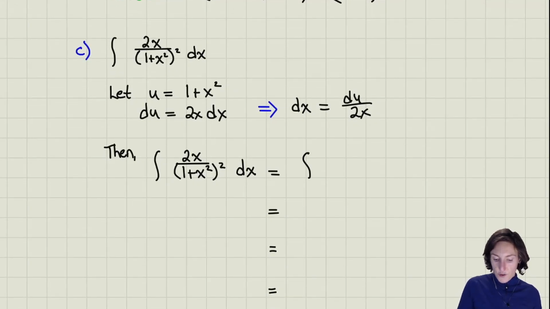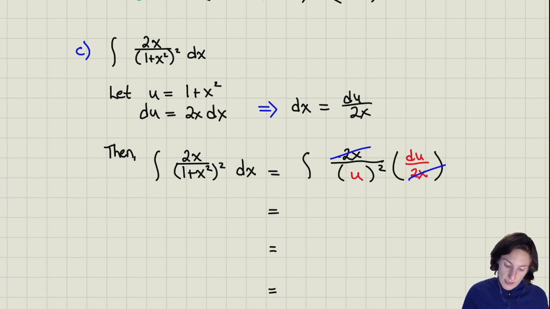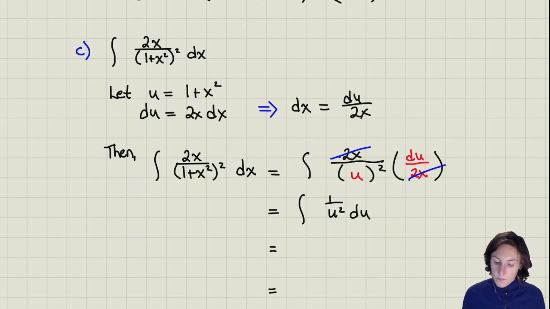So I'll have the integral of 2x divided by, now the bottom is squared, so I'm going to have a u squared on the bottom. And for my dx, I'm replacing that with du over 2x. And this is good. All the other x's disappear. And I'm left with the integral of 1 over u squared du.